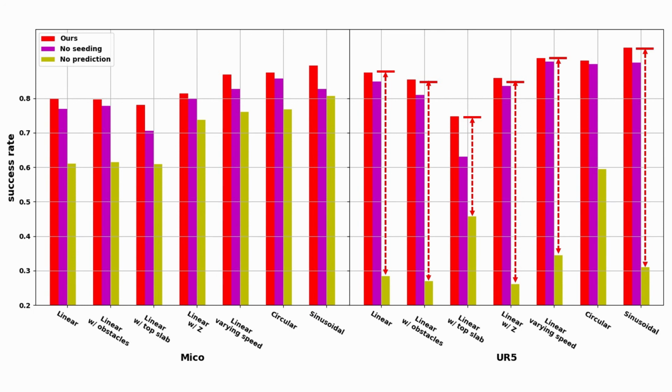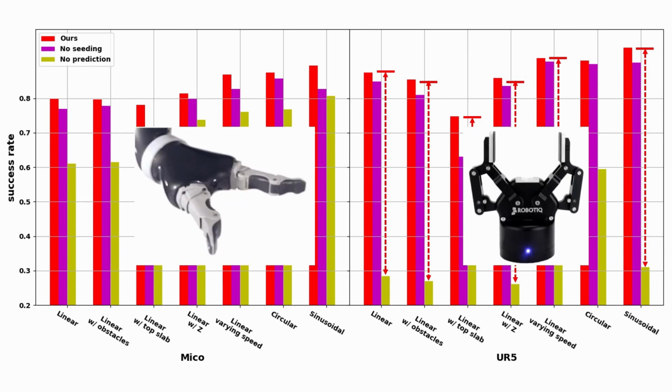Another thing we'd like to highlight is that UR5 suffers more from no prediction. This is because the robotic gripper is much more narrow than the MIKO gripper, which requires a very precise approach and grasping motion. Without motion prediction, it is very hard to achieve it.